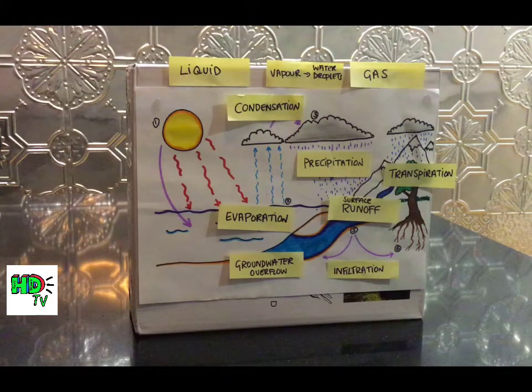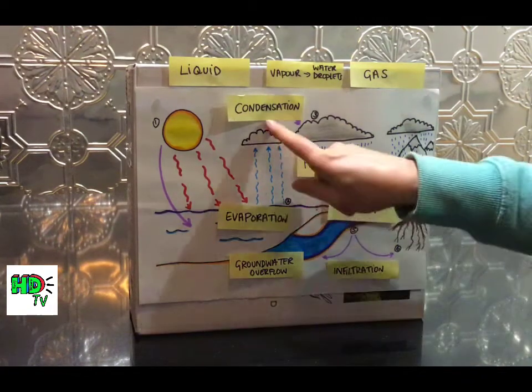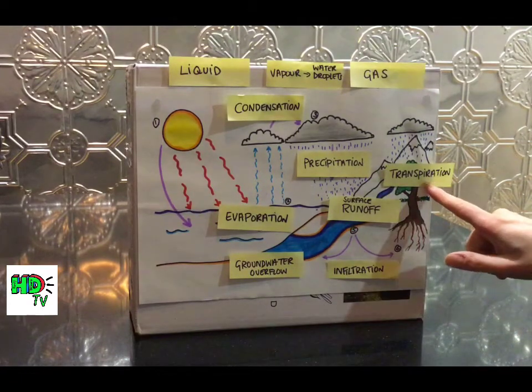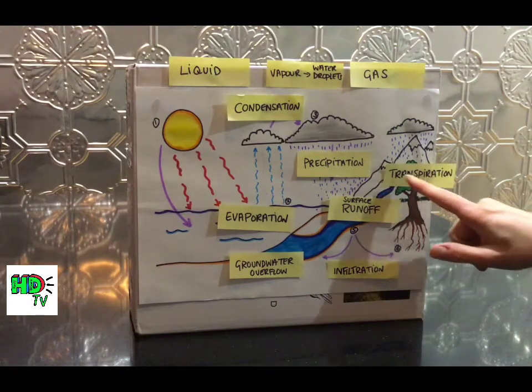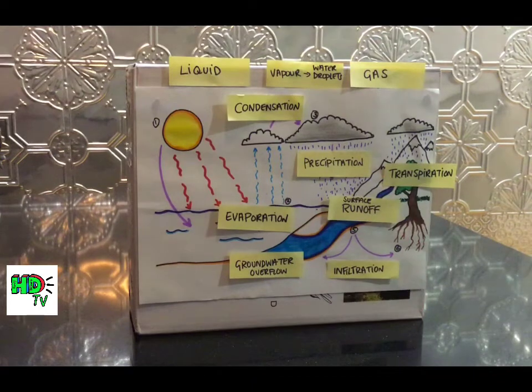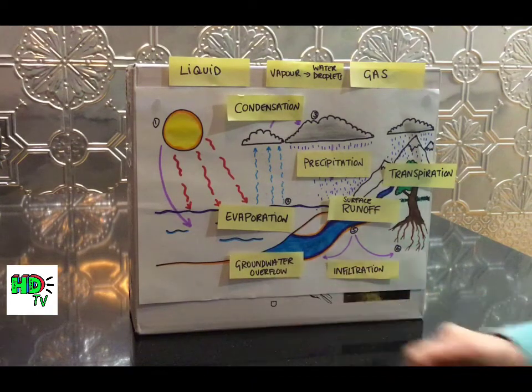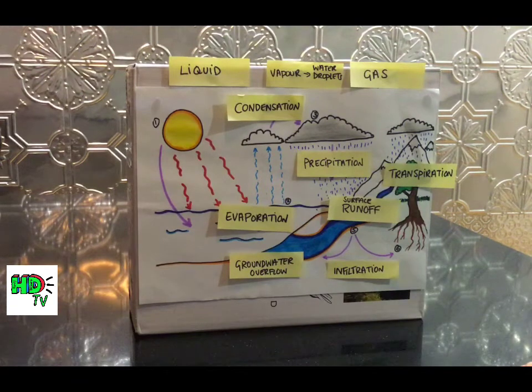Very, very interesting. So at the end of our experiment, I'll put a picture up and I'll see if you can relabel my diagram using these very important words: evaporation, condensation, precipitation, transpiration, remember that one's all about the trees, surface runoff, infiltration, coming back to the soil, and groundwater overflow and runoff.